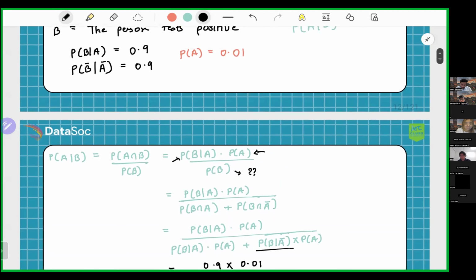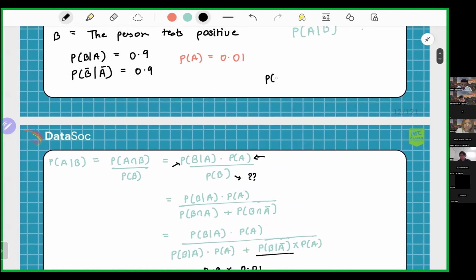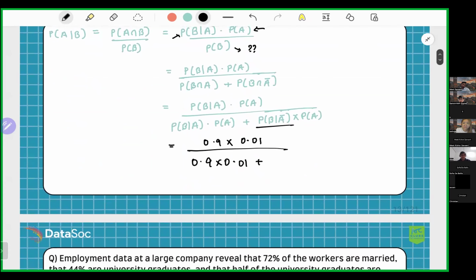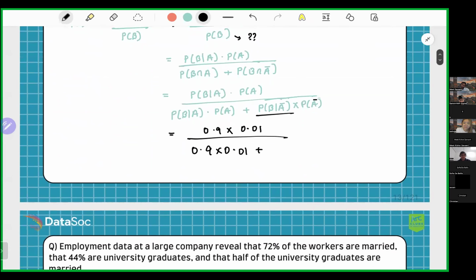Probability of B given A complement is nothing but 1 minus probability of B complement given A complement. 1 minus 0.90, that's 0.1, into, this is A complement, so that's 1 minus 0.01, so 0.99. Fitting in the values, we would get the answer of 1 by 12.